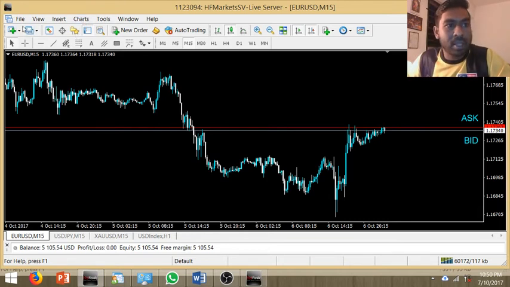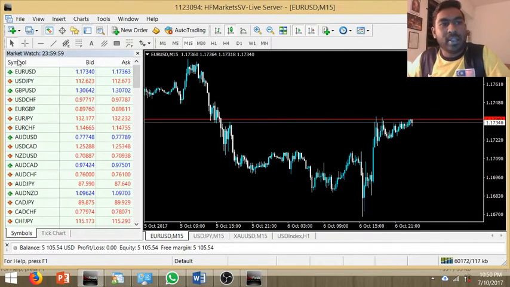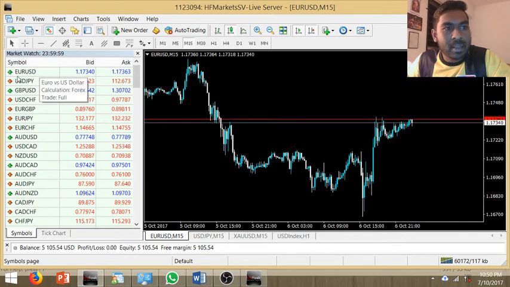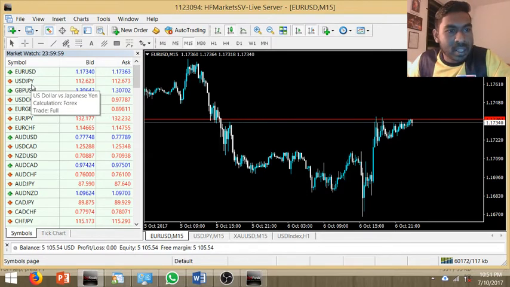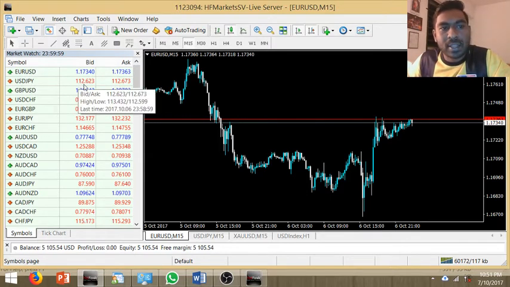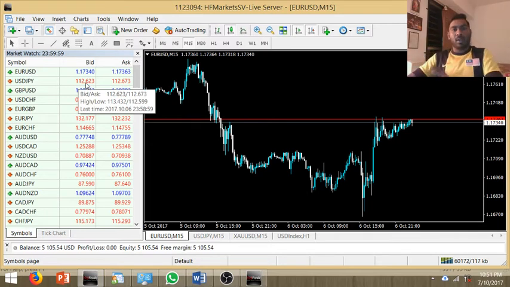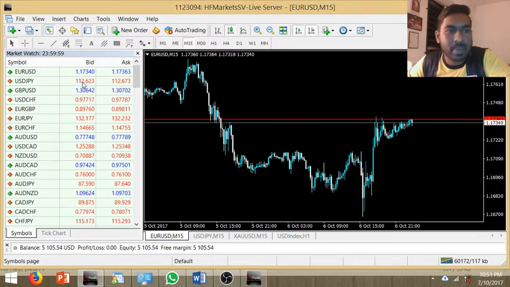It's very simple. If you go into Market Watch, you can see euro USD. That means 1 euro is equal to 1.17340 USD. 1 USD is equal to 112.623 Japanese yen. So I hope you are clear on this, guys. Okay, so this is actually the basic.